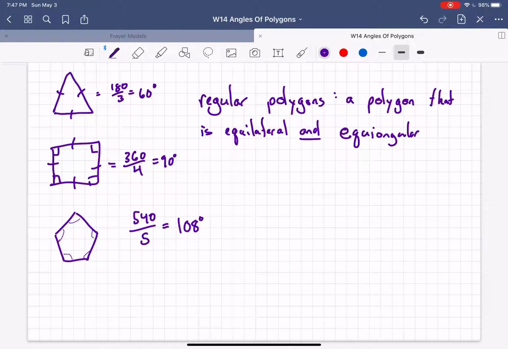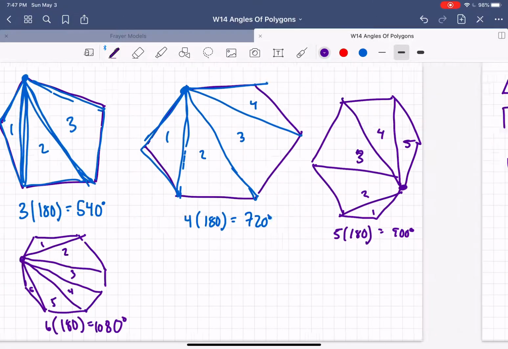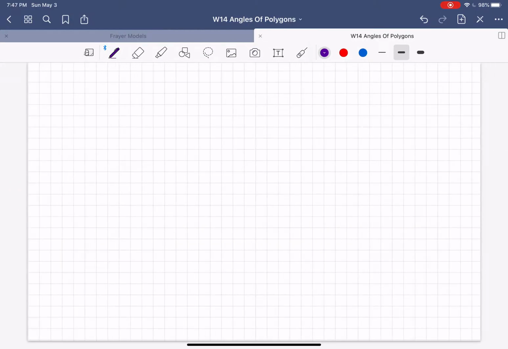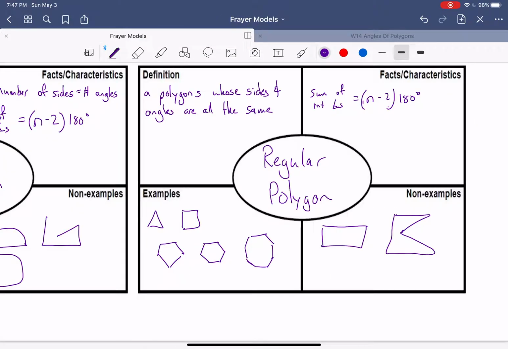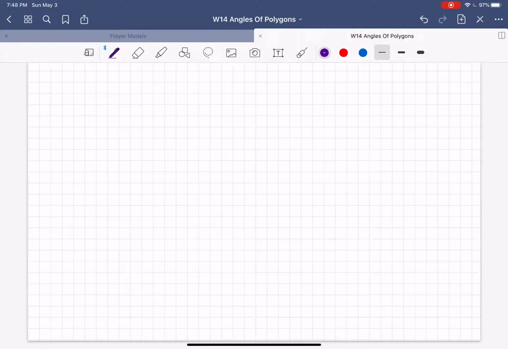So in a regular polygon, the size of an interior angle is equal to the sum divided by n. So if we plug in that, we get n minus 2 times 180 over n. All right, so let's add that to our Frayer model, and then we'll do one quick example. So our second formula that we can use is that each individual interior angle, because they're all the same, would be the sum divided by how many angles there are. So let's look at an example.